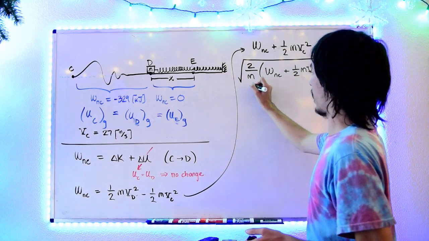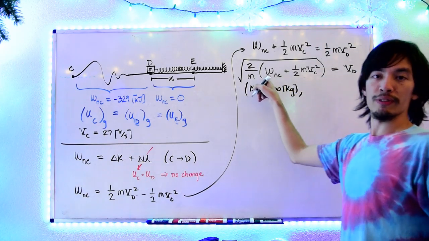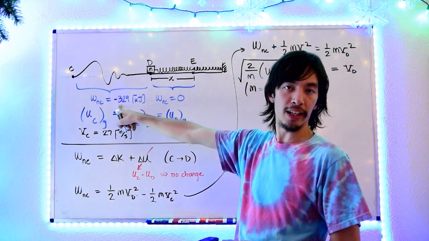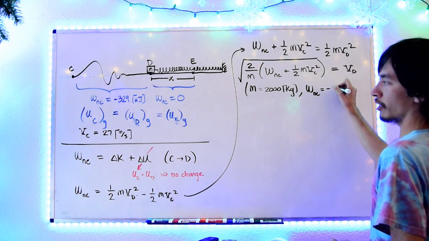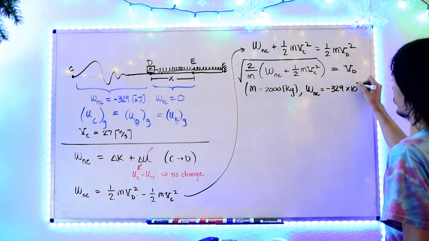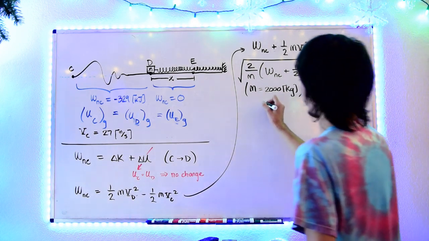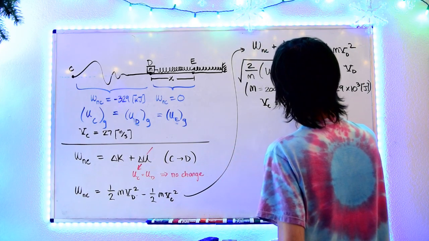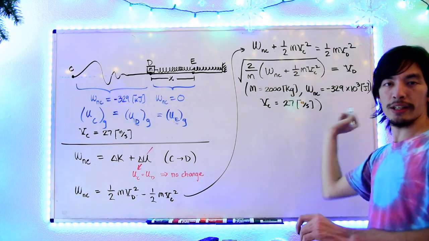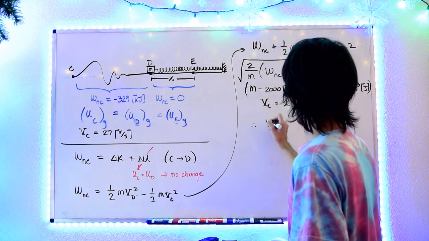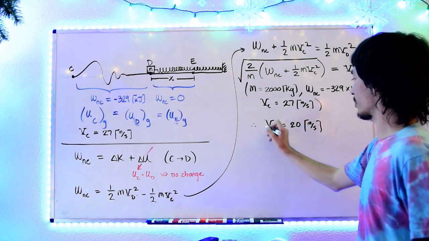So again, we plug in the mass as 2,000. Work non-conservative in this section is minus 329 kilojoules, or put it in scientific notation, work non-conservative equals negative 329 times 10 to the third joules per kilo. And then the speed at C we found previously was 27 meters per second. We plug all those values in, and we get that the speed at point D is 20 meters per second.